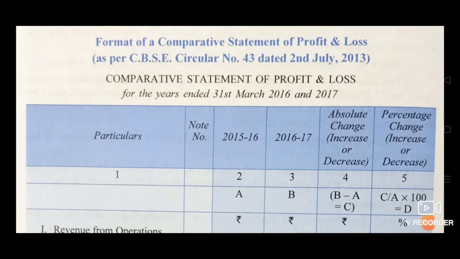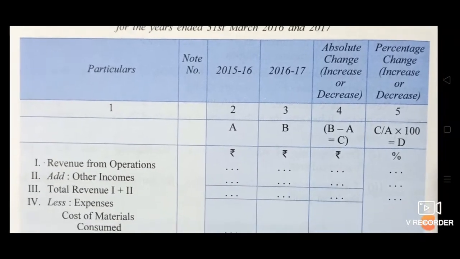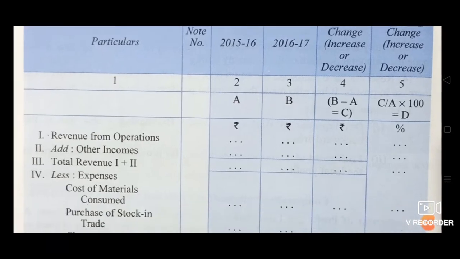Particulars and note number, and then we will write amounts of the previous year, then the amounts of current year, then absolute change, that is absolute increase or decrease in amounts, and then percentage increase or decrease in amounts. The method of solving is same.